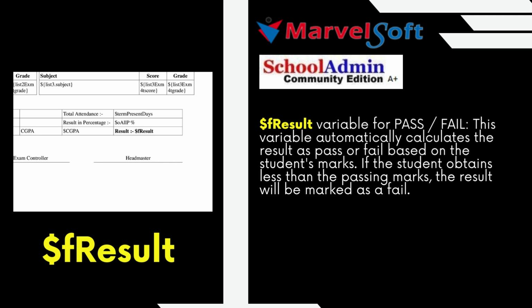Next, let's discuss the variables used for the result section of the report card. We have different types of result variables. One, $f result variable for pass-fail. This variable automatically calculates the result as pass or fail based on the student's marks. If the student obtains less than the passing marks, the result will be marked as a fail.